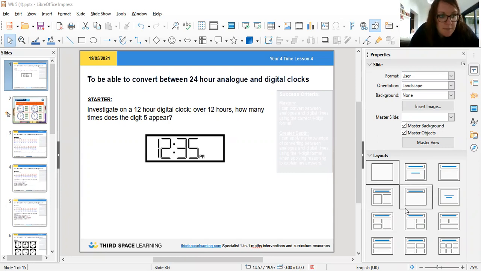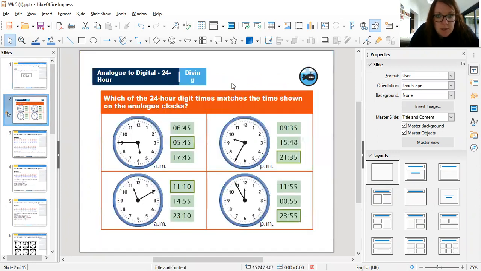Okay, then. Oh, my mouse is just being a bit funny. There we go.